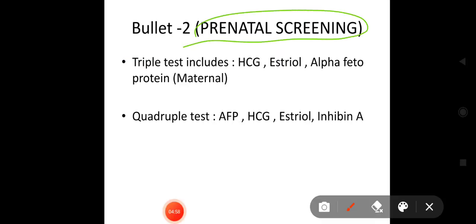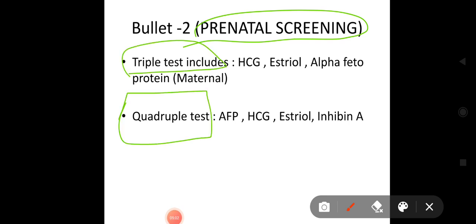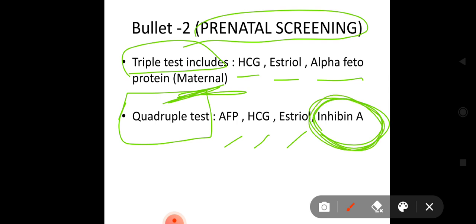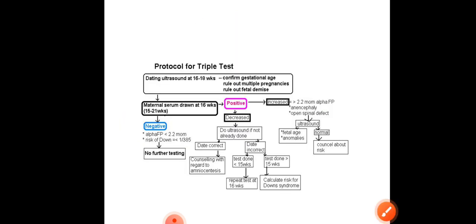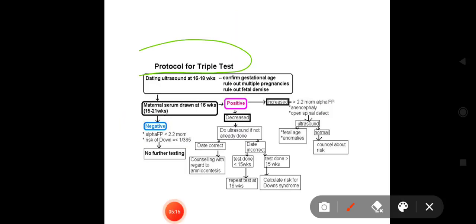Now, prenatal screening: triple test and quadruple test. These are the two important prenatal screening tests. Triple test includes HCG, estriol, and maternal alpha-fetoprotein, and quadruple test includes AFP, HCG, estriol, and we add inhibin A as another parameter in quadruple test. This is the protocol for quadruple test.